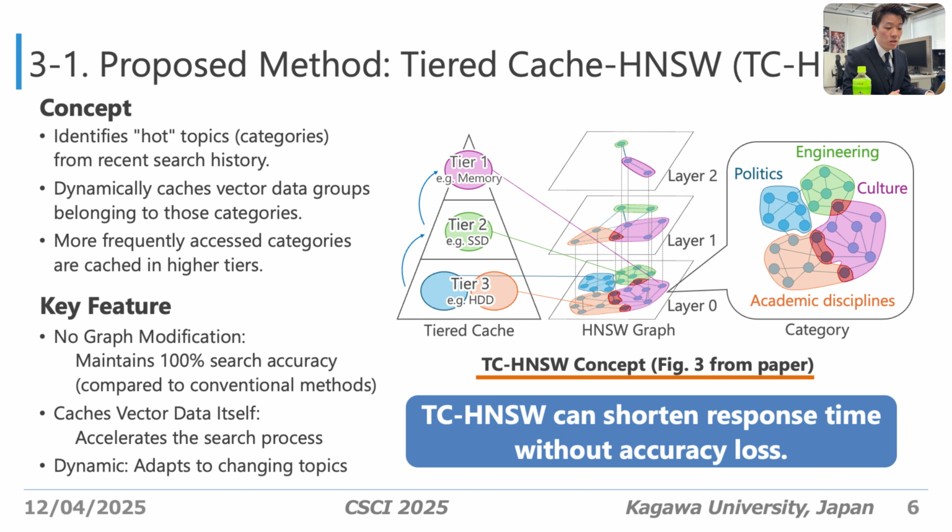Frequently accessed categories are stored in Tier 1, which is the fast memory. Less frequently accessed data stays in Tier 2 or Tier 3 on the disk. The key feature of our method is that we do not modify the graph structure. We only manage the storage location of the vector data. This ensures 100% search accuracy compared to conventional methods. It adapts to changing topics dynamically.